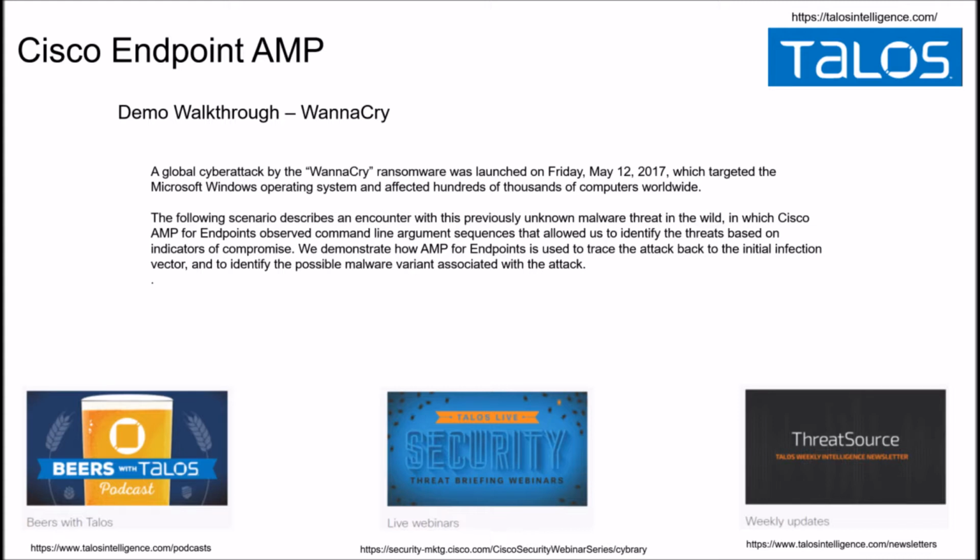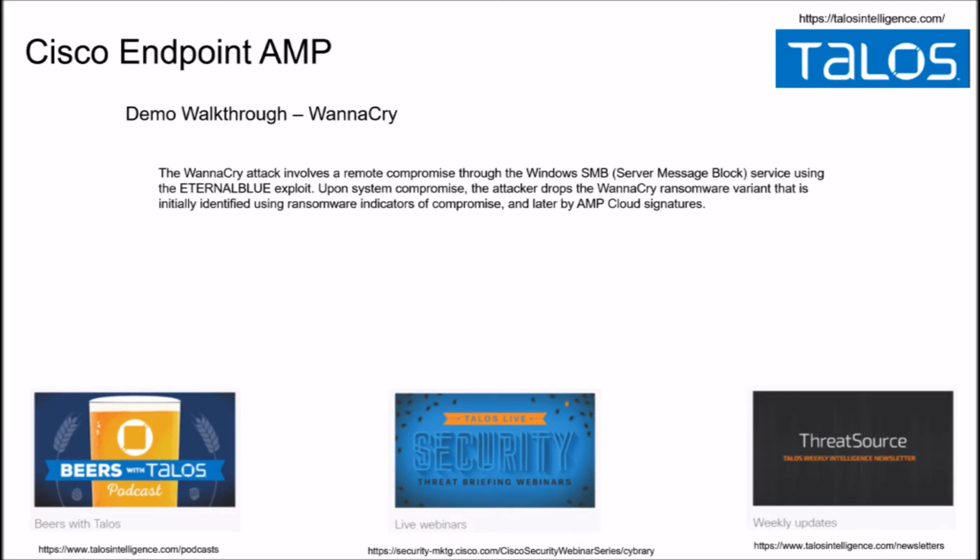So we all know what happened on Friday, May 12th, 2017, right? WannaCry took hold. In this case, we will be looking at what was previously an unknown malware sample in the wild. We'll observe the command line behavior, which allowed Cisco to identify a threat based on IOCs. We will trace this back and determine the initial infection. And we know that WannaCry leveraged the EternalBlue exploit to remotely compromise Windows SMB.